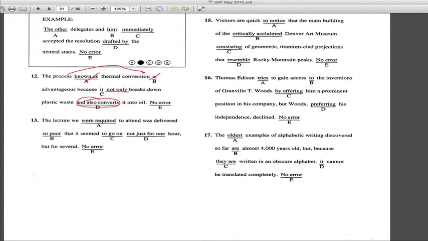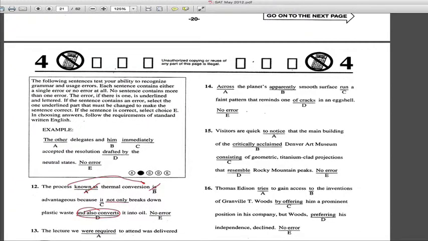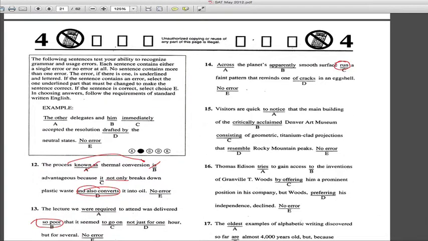The lecture we were required to attend was delivered so poorly, adverb error. Across the planet's apparently smooth surface ran off. Okay, C, answer choice C. It's supposed to be a tense error. Planet's apparently smooth surface ran a faint. Now you have to revert it and find out that it's a tense error, but it just jumped out at me. So I'm going to select C and move on.